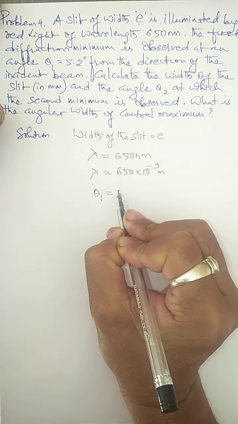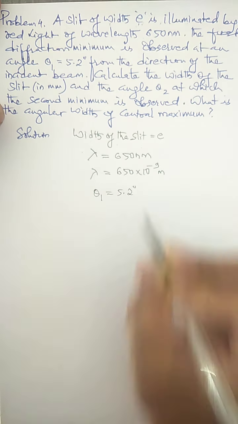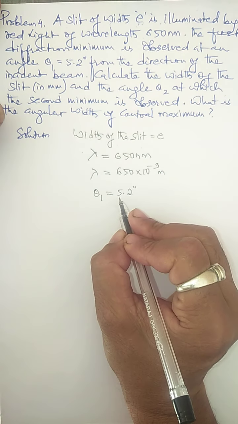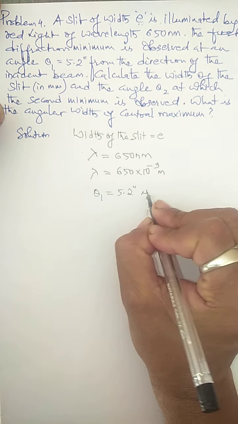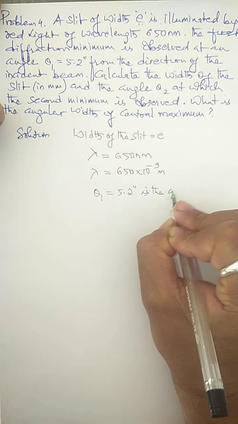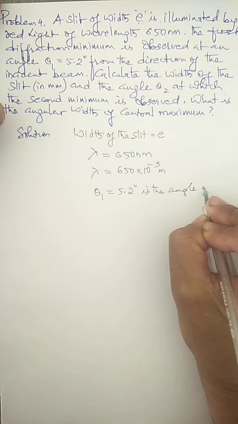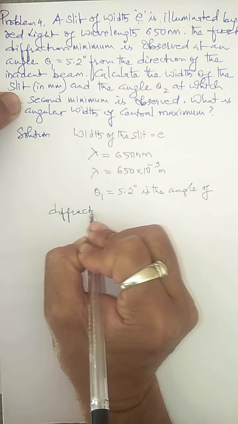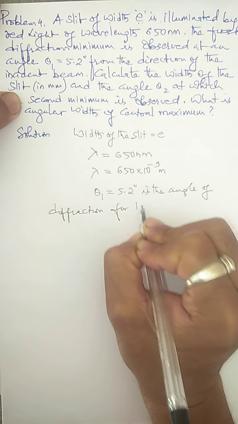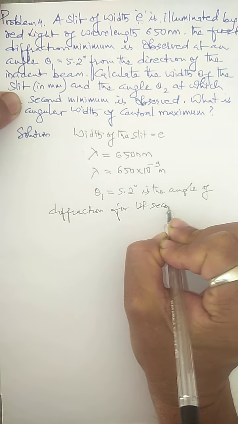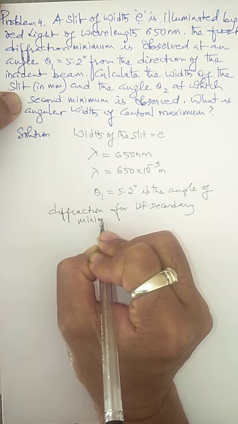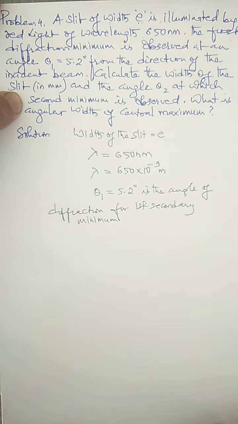The first diffraction minimum, that means the first secondary minimum, is observed at an angle theta 1 of 5.2 degree from the direction of the incident beam. So 5.2 degree is the angle of diffraction for the first secondary minimum. So this angle which is given, theta 1, is 5.2 degree.